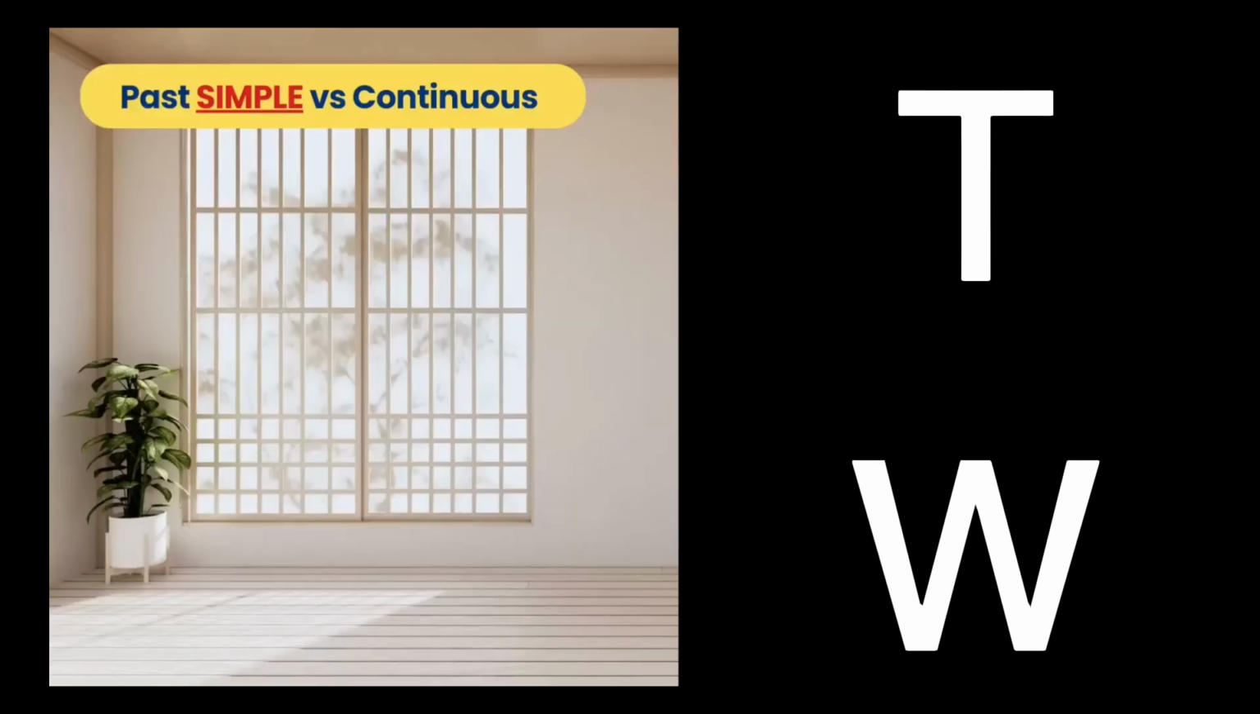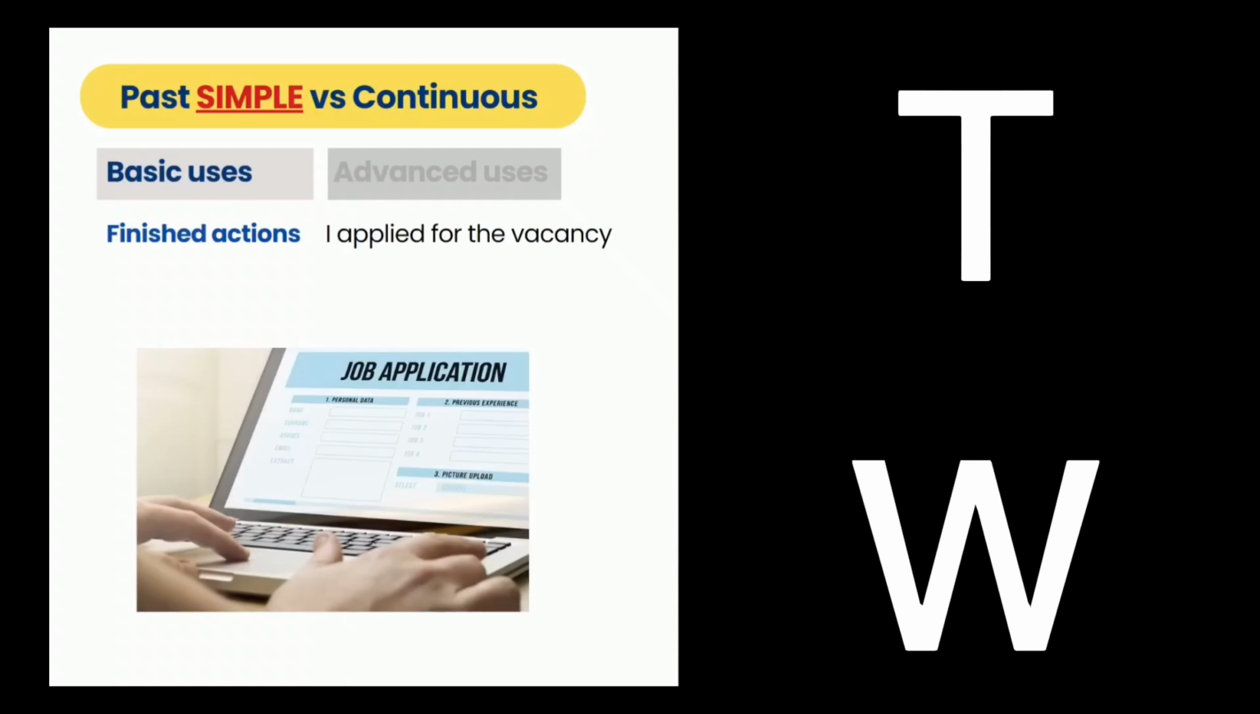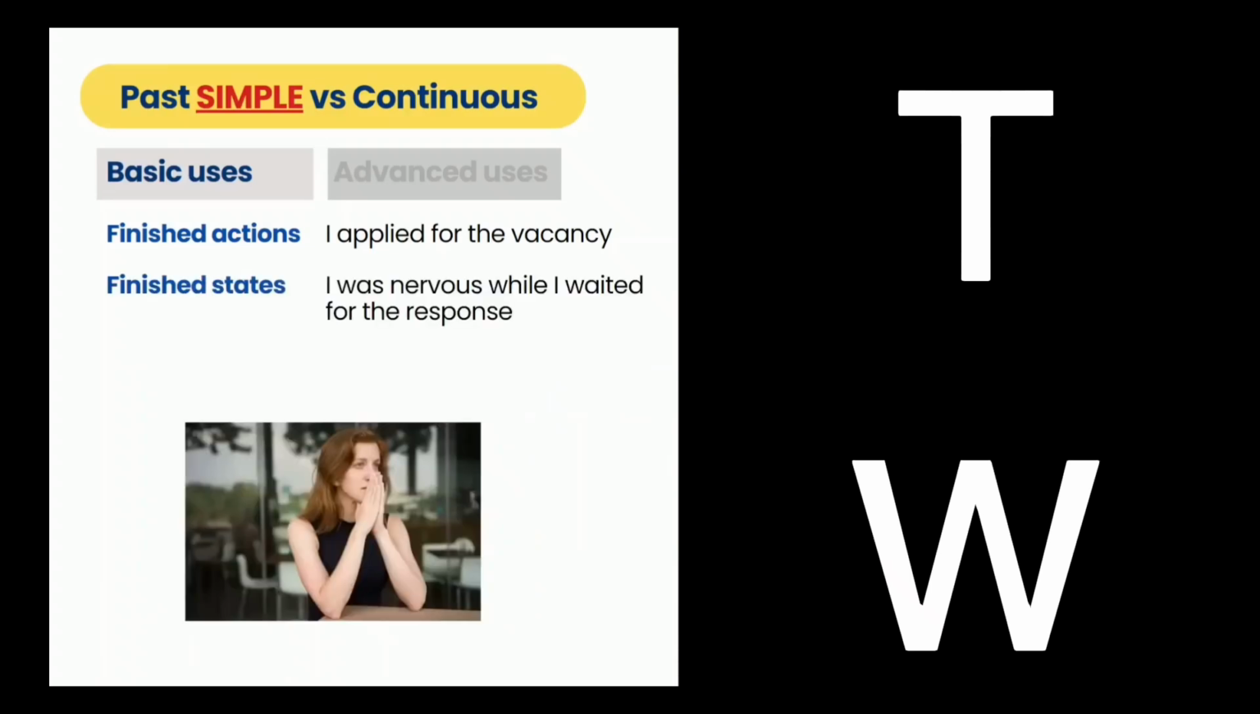Let's move on to the past simple and the past continuous then. First of all, the past simple and looking at the basic uses. The past simple is predominantly used for finished actions. I applied for the vacancy. Or for finished states. I was nervous while I waited for the response. It's a state. It's how the person felt at that time.